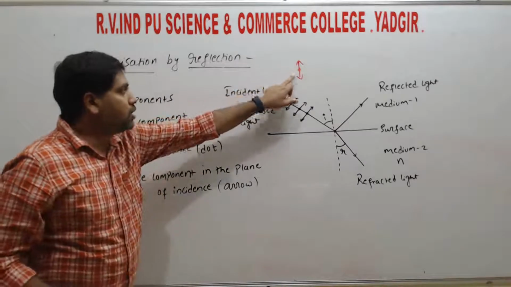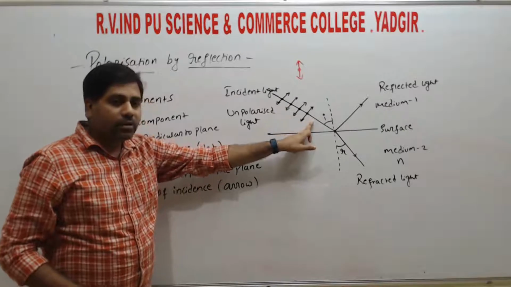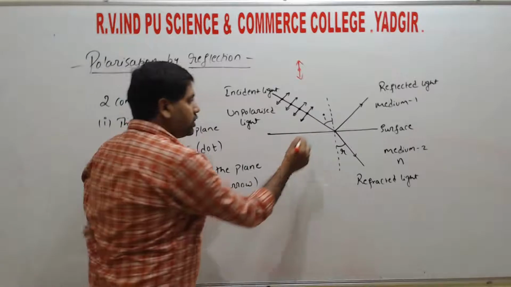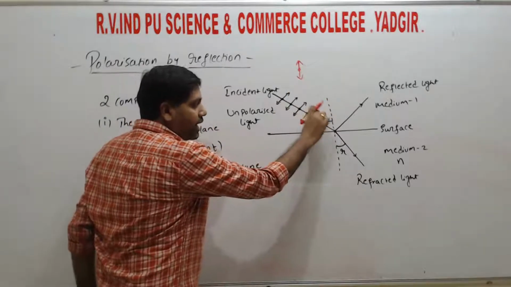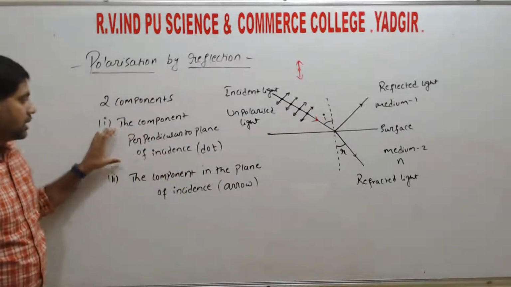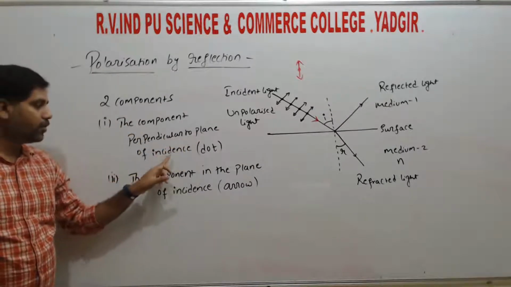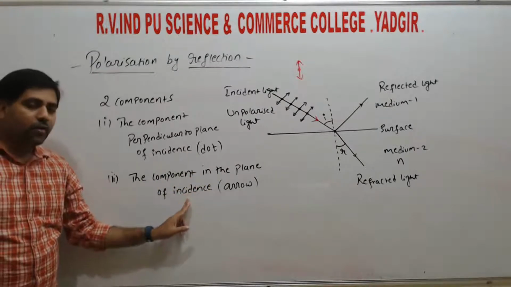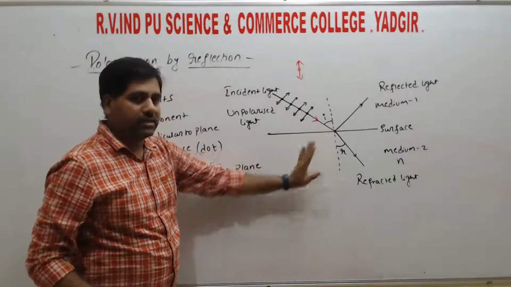The dot represents the component perpendicular to the direction of incidence, and the arrow mark represents the component in the direction of the incident, that is parallel to the plane of incidence. We are considering two components. The first component is perpendicular to the plane of incidence, and the second one is the component in the plane of incidence, that is, the components which are parallel to the plane of incidence, right?